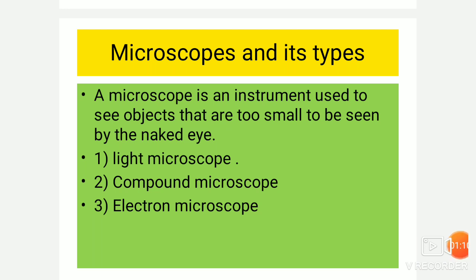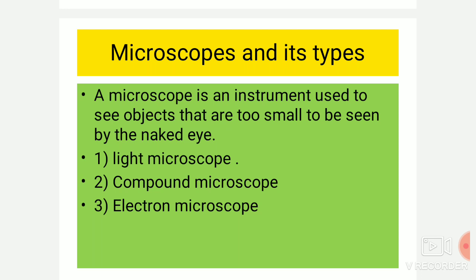Now, microscope and its types. When we talk about the cell, how can we forget the microscope? With the help of the microscope only we have come to know about the cell and its structure. So this is very important to discuss. A microscope is an instrument used to see objects that are too small to be seen by the naked eye. So the things which we can't see by the naked eye, we use the microscope for that.